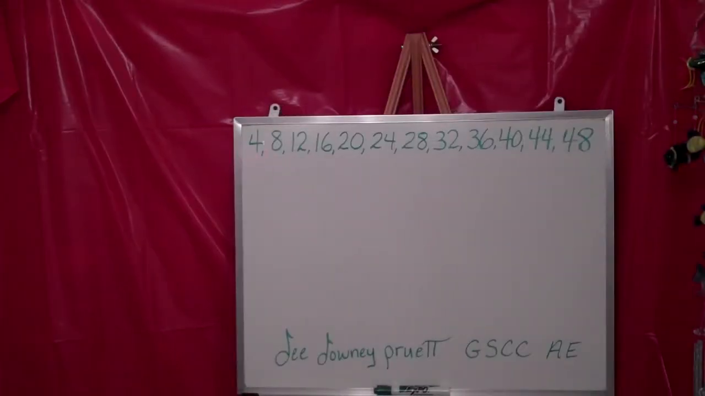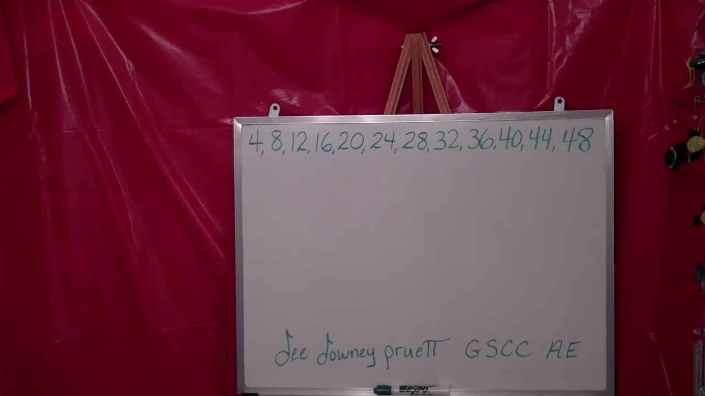4 times 1 is 4. 4 times 2 is 8. 4 times 3, 12. 4 times 4, 16. 4 times 5, 20. 4 times 6, 24. 4 times 7, 28. 4 times 8, 32. 4 times 9, 36. 4 times 10, 40. 4 times 11, 44. 4 times 12, 48.